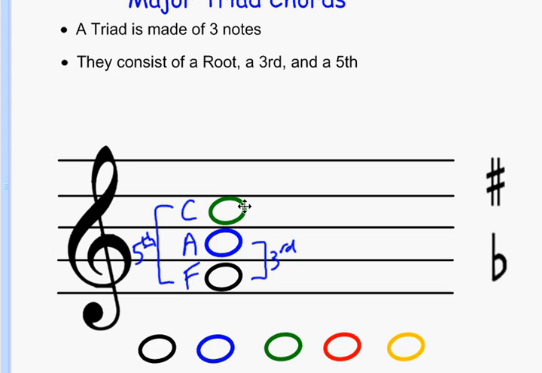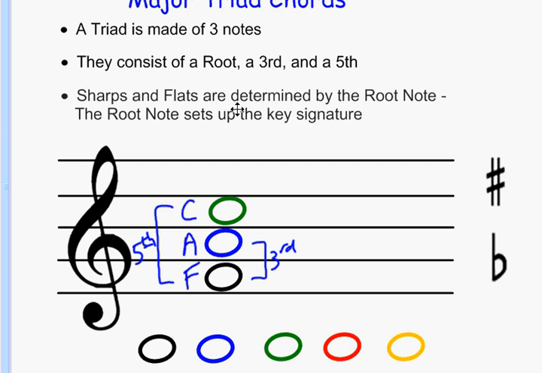Now, one of the things that you can have problems with major triads is the idea that sharps and flats are determined by the root note. The root note sets up the key signature. Now, if you already know your intervals, you know the difference between a major third and a minor third. If you don't, let me show you how to use a key signature to help you.